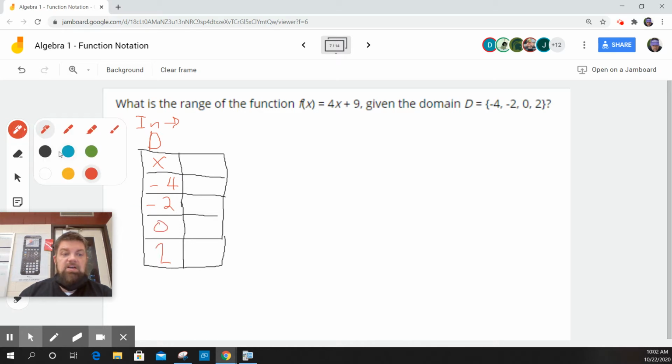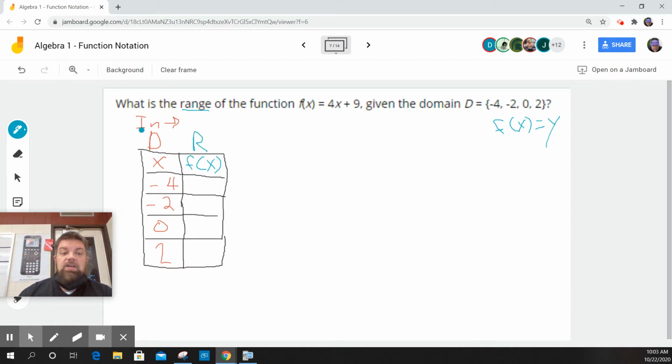So now let's talk about the range, because that's the question they're asking us: what is the range of the function f of x equals 4x plus 9 given the following domain. So now normally we would say y, but because we're doing function notation, we're going to say f of x. Remember that f of x is like y. It's the same as y, what you're used to. But we're just saying that y is a function of x. So that's the range, right?